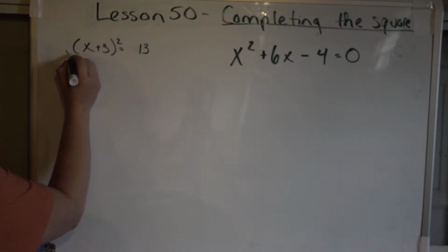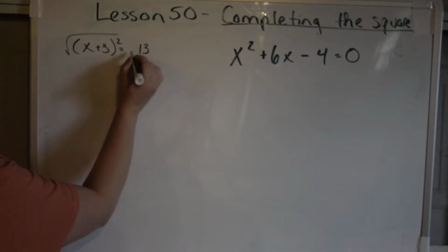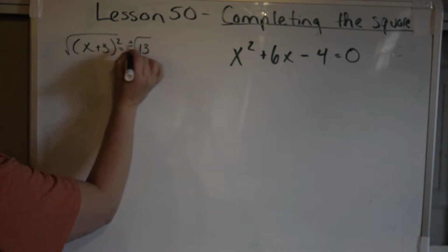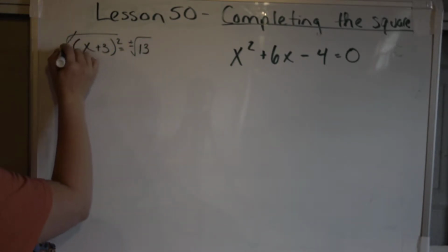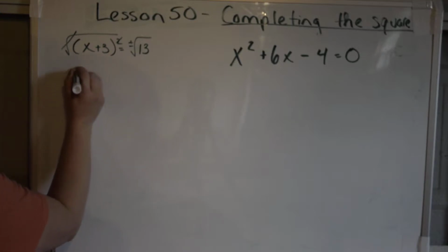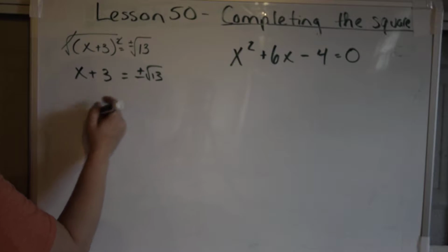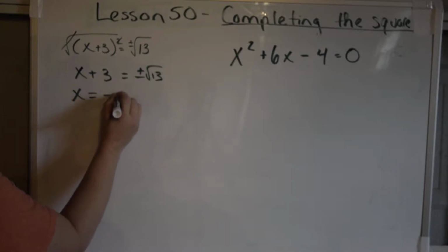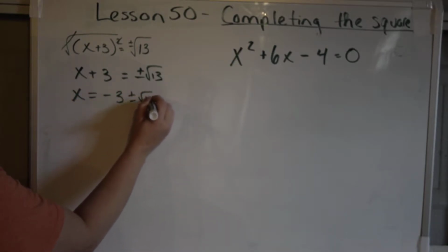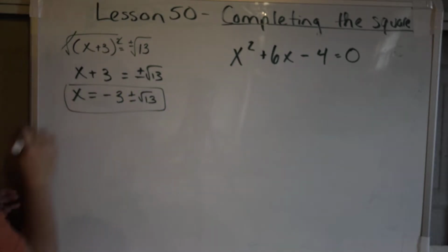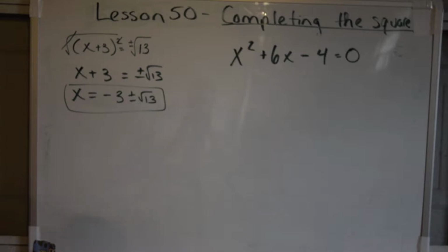To get rid of the square, we do the inverse operation, which is a square root to both sides. Don't forget your plus or minus. Square root and square cancel. And then we need to bring the 3 to the other side. Okay, so that's how you solve once you get it in the form where it's a binomial squared.